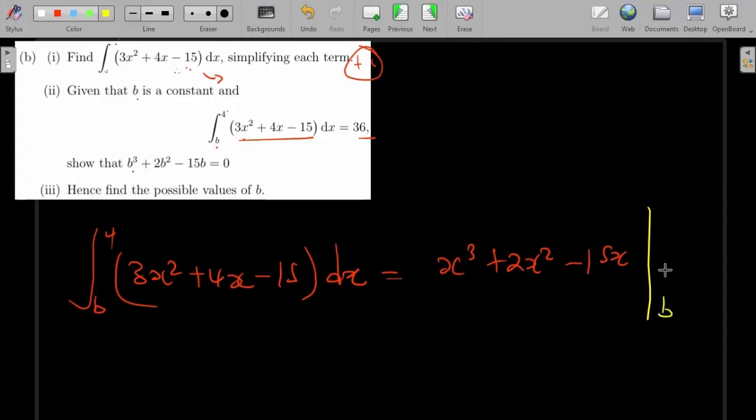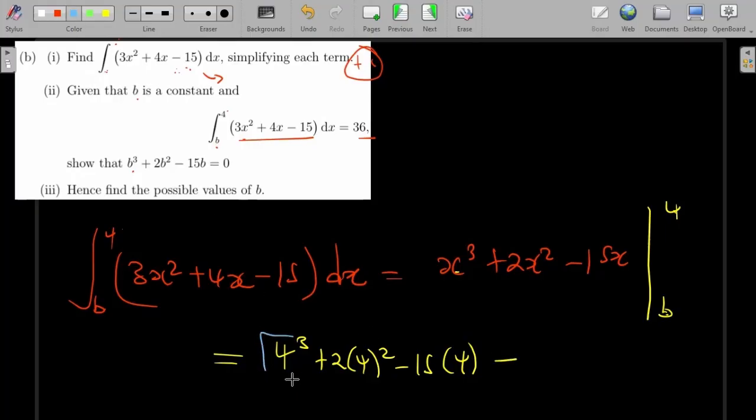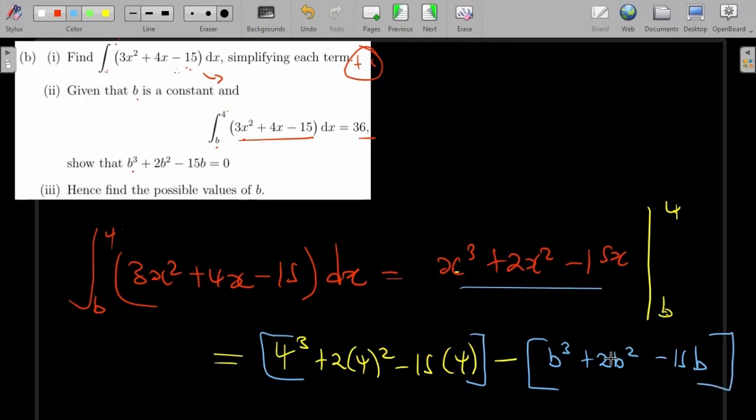So this one here is from b all the way up to 4. You have to substitute this 4 into this expression, and then you say minus, you substitute b into this expression. Where there's x, we replace 4. So it will be 4 to the power 3 plus 2 times 4 to the power 2 minus 15 times 4, and then minus. This was the first part when we substitute 4 into this expression. Now we will be substituting b. If we substitute b there, it will just be b to the power 3 plus 2b squared minus 15b. So this is what I have.